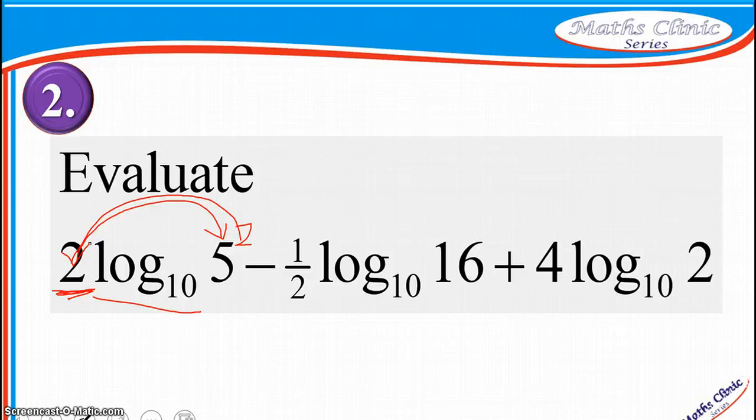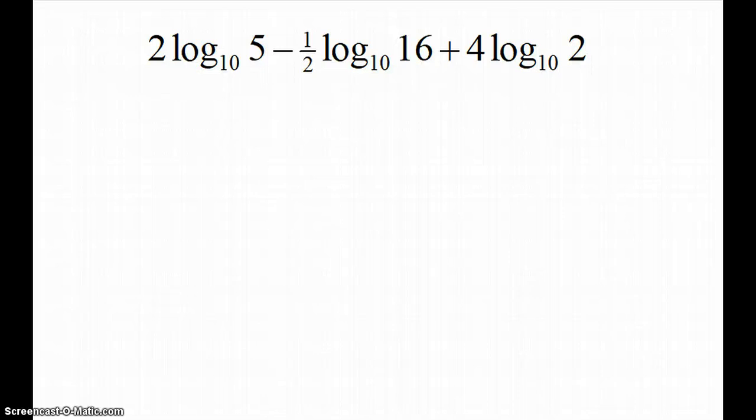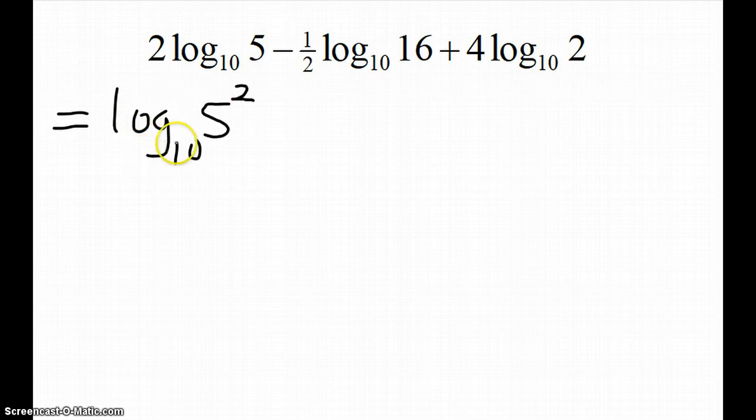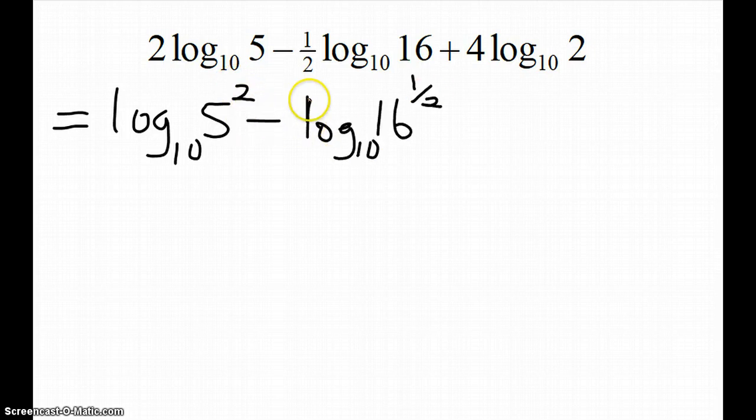Sometimes when they give you the question, they want to see how you can apply the laws of logarithm, properties of logarithm, or definitions of logarithm. So let's see how this question can be solved. With this, I can first choose to write everything as log base 10 5 exponent 2, log base 10 16 exponent half, log base 10 2 exponent 4.